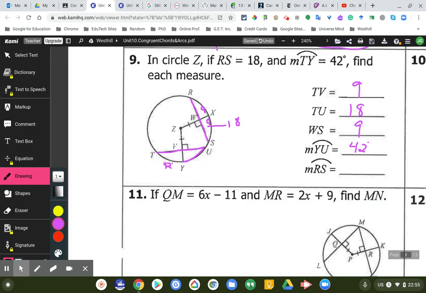I don't know. And what's the measure of angle, I mean, not angle. What am I talking about? Arc RS. So that's this whole thing now. RS. Well, we know that its buddy over here, half of it, is 42. So we could just do 42 times 2, which is 84. Okay, boom, 84 degrees.